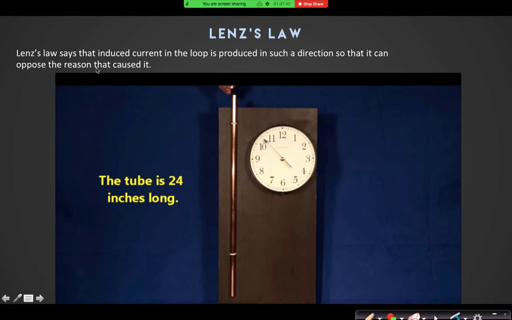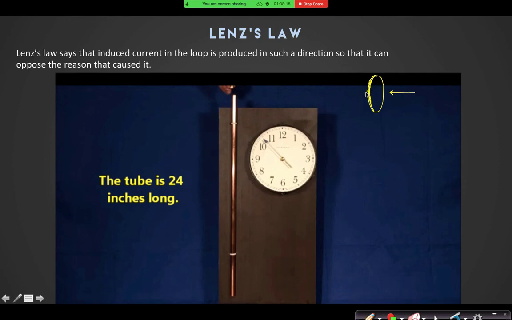What does that mean? You have to understand it very carefully. Suppose this is the loop that I was talking about in the last question, and we were bringing a magnet in this direction. Then the current may be in two directions.